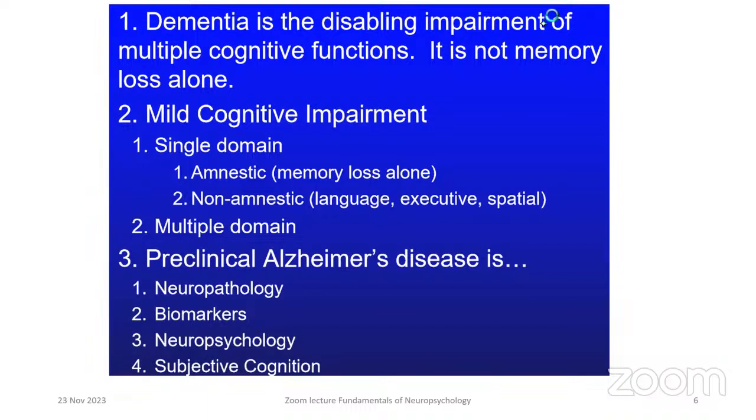In respect of mild cognitive impairment, it can be a single domain. If it is only memory loss, it's called amnestic mild cognitive impairment. If language, executive function, and spatial geographical orientation are disturbed, then it's called non-amnestic. Or it can be multi-domain mild cognitive impairment, which is a harbinger of major dementia syndromes. Most important, the primary degenerative dementia is Alzheimer's disease, and others are frontotemporal dementia and diffuse Lewy body disease, and all these three may be associated with vascular dementia, which is an acquired condition. Preclinical Alzheimer's disease, the most common primary degenerative dementia, starts very early in life, with neuropathology, biomarkers, neuropsychology, and subjective cognition. Before the cognitive impairment, neuropathological changes have already started taking place.